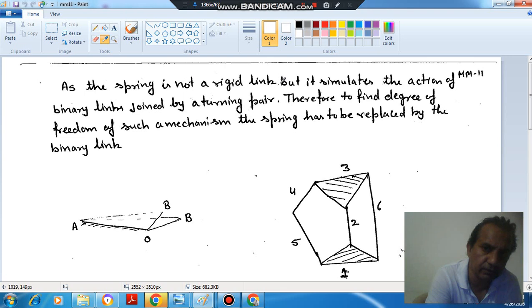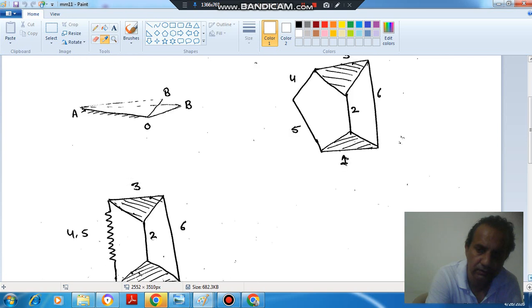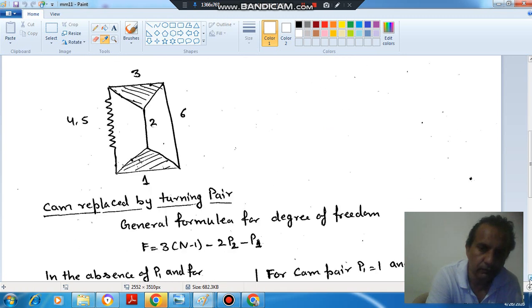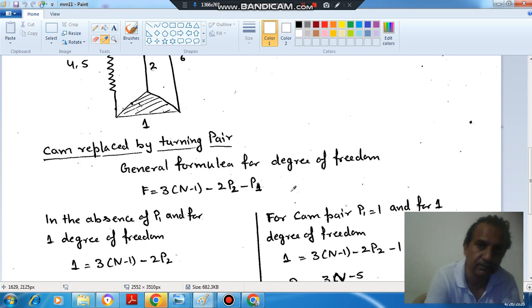As spring is not a rigid link, but it simulates the action of binary links joined by a turning pair. So it simulates these two turning pairs. Therefore, to find the degree of freedom of such a mechanism, a spring has to be replaced by binary link. So if we have this link as spring, then it will be treated as two binary links, 4 and 5. The next equivalent mechanism is cam replaced by turning pair.